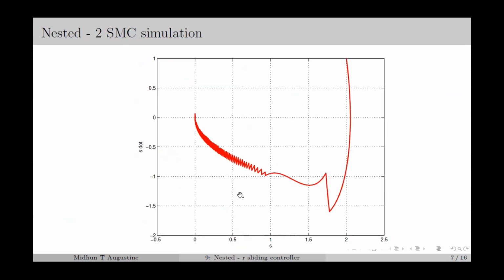Now this figure shows the plot of s versus s dot for the nested 2 SMC, and here we can see that both s and s dot are converging to 0, starting from some non-zero initial values.